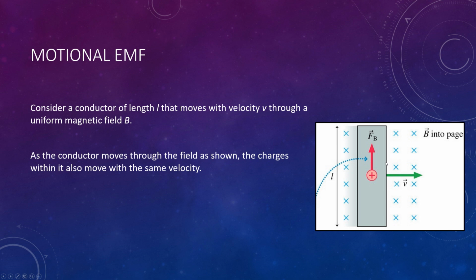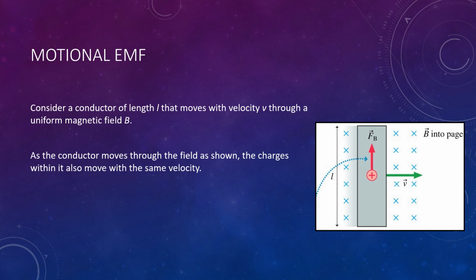So we're simplifying this by assuming that the motion is perpendicular to the magnetic field. The motion is to the right, and the magnetic field is into and out of the screen. As a result, those are perpendicular. So let's take a look at what happens.